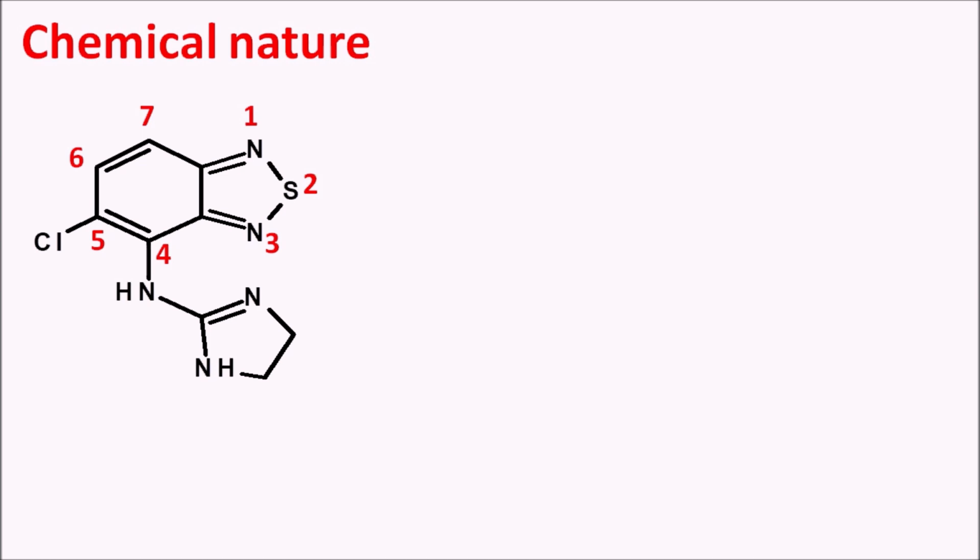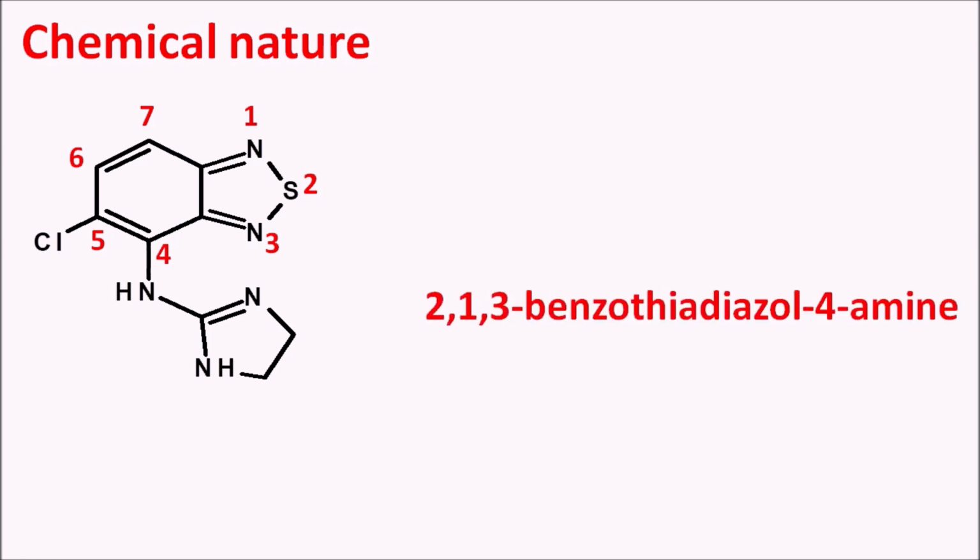But the positions of sulfur as well as nitrogen are located at second, first and third position. So it is a 2,1,3 benzothiazole ring system, which is having an amine group at the fourth position. So you can write this as 2,1,3 benzothiazole 4-amine. That is the ring system present in Tizanidine. Now fifth position is having a chlorine group, so 5-chloro. On the amine group, it is having one side chain, which is nothing but the imidazole ring system.